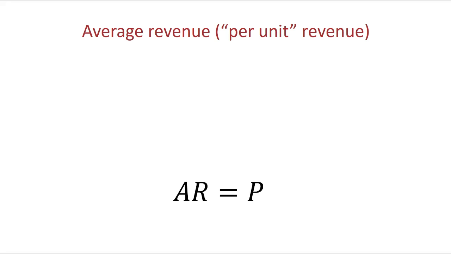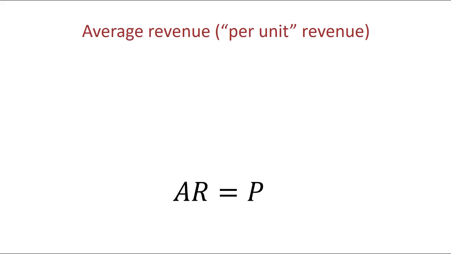Imagine that we were selling a product at $5 each unit. What would be the revenue per unit? Well, if the price were always $5 per unit, then the firm's revenue per unit is always going to be $5 as well.